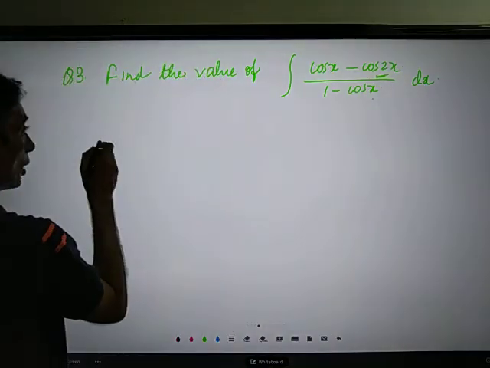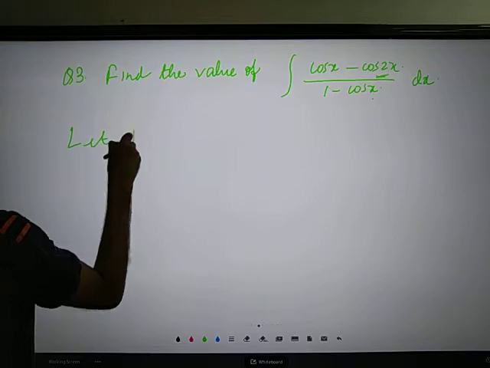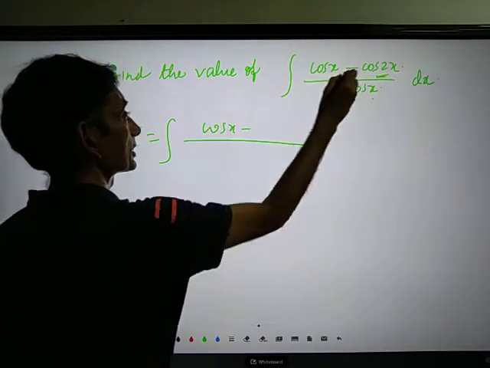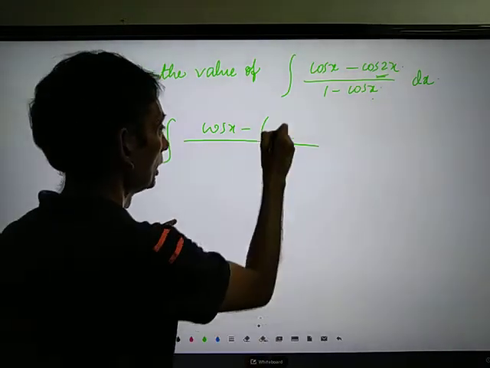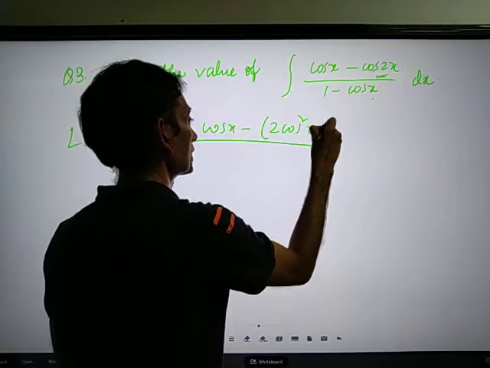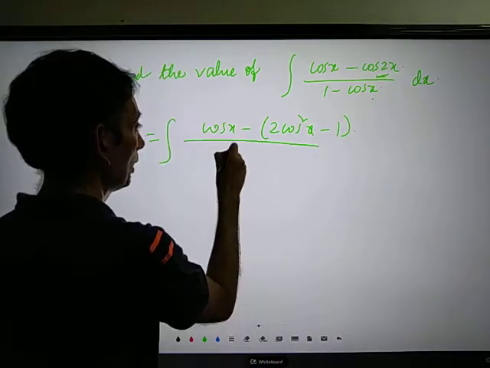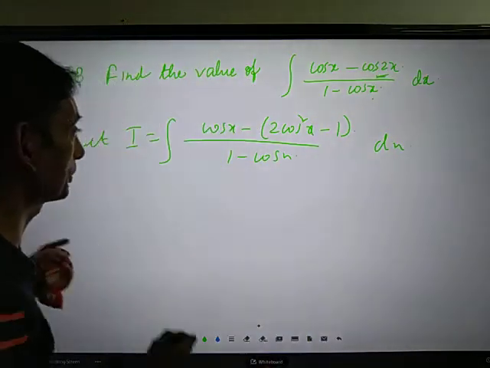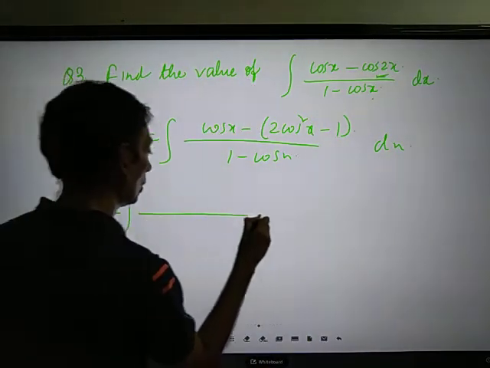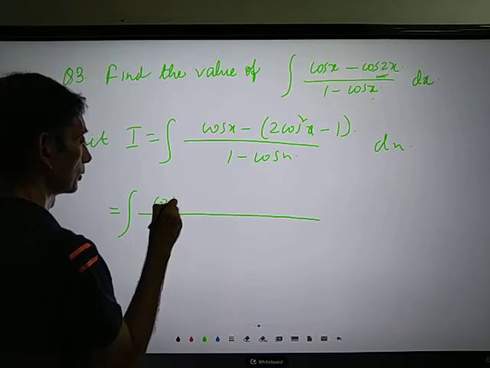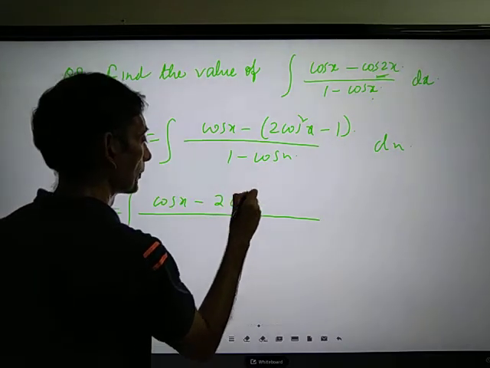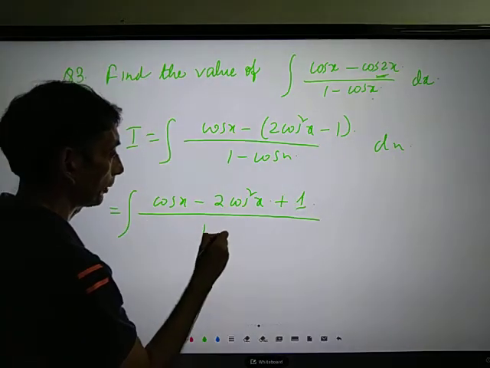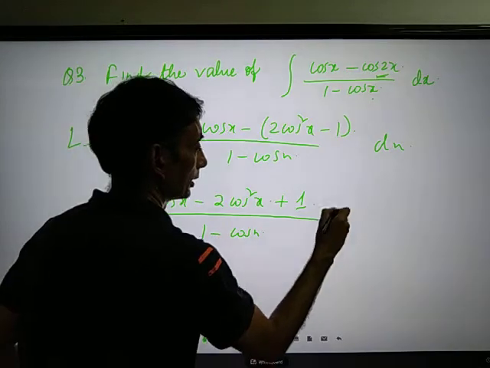So how can I solve this? Let I be equal to the integral of cos x minus, writing the cos twice x formula in terms of cos, 2 cos square x minus 1, over 1 minus cos x dx. Now start simplifying. It becomes cos x minus 2 cos square x plus 1 over 1 minus cos x dx.